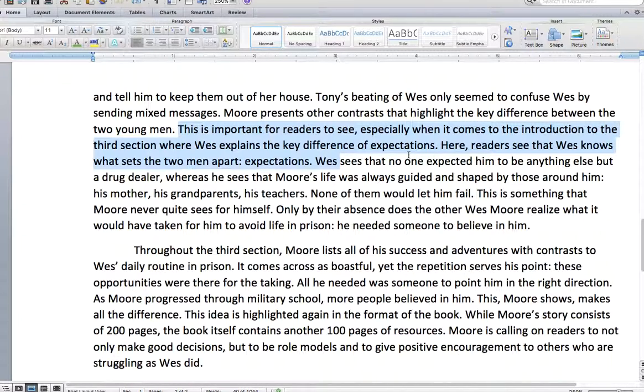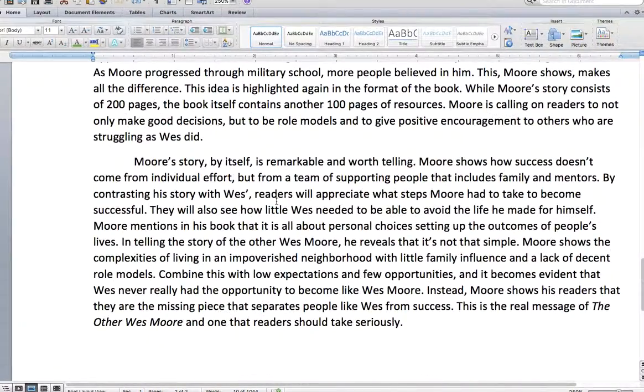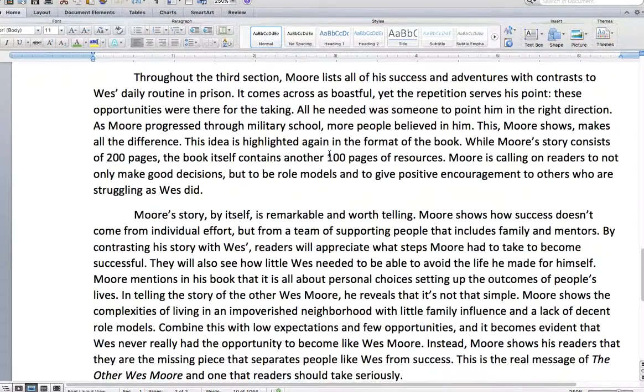Expectation. Wes sees that no one expected him to be anything else but a drug dealer. He sees that Moore's life was always guided and shaped by those around him, his mother, his grandparents, his teachers. I could add the memory of his father. None of them would let him fail. And it's something that Wes never sees for himself. I could explain that a little bit more. Talk about the third section.